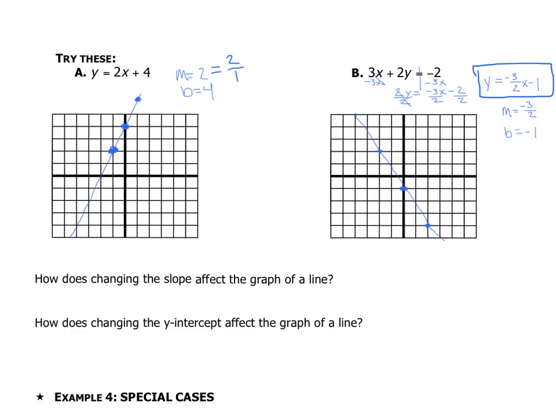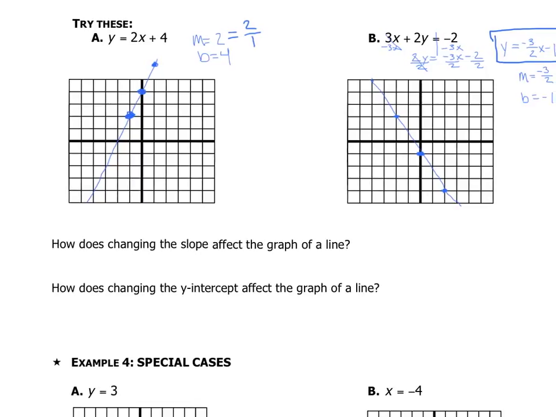So there's that. Now this question here says, how does changing the slope affect the graph of the line? You should have something written here to say that if we change the slope, the tilt of the line changes. Notice how the slope here is positive, and so it goes up, and here it goes down. Changing the slope is going to change the tilt of the line. It's still going to remain a straight line, but it does tilt the graph.